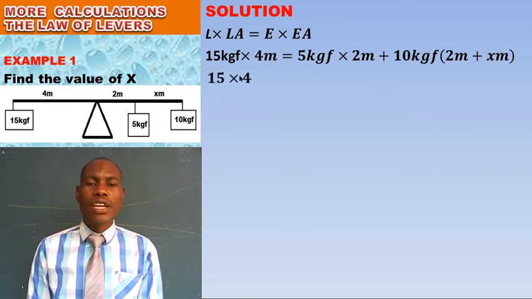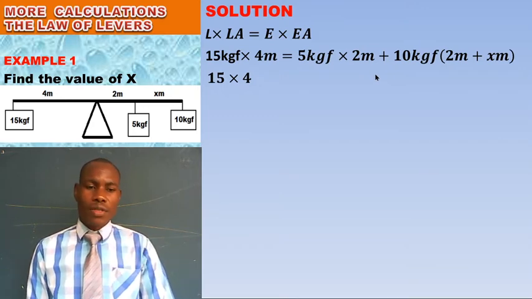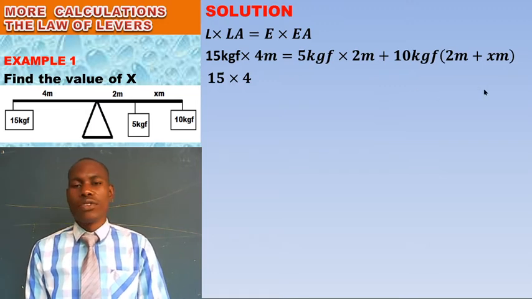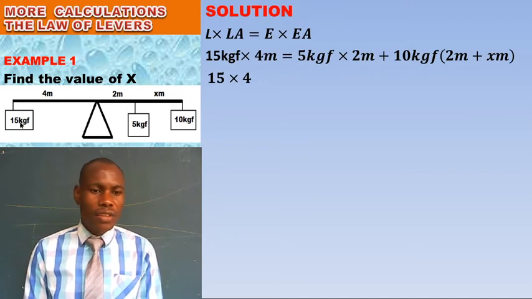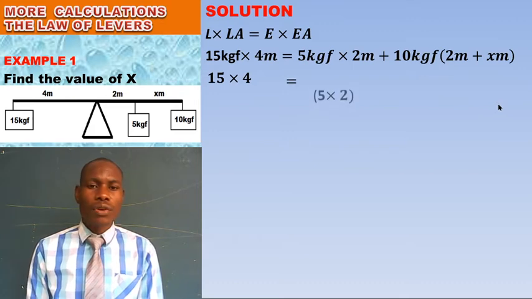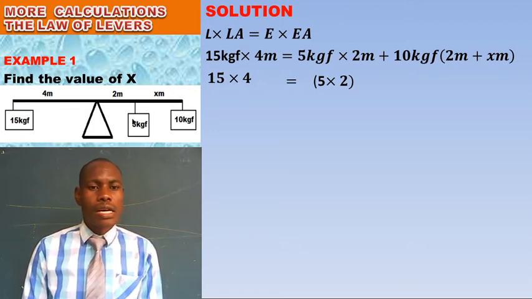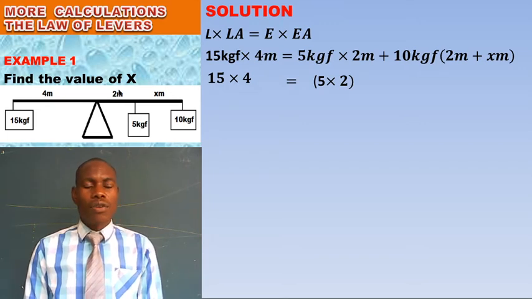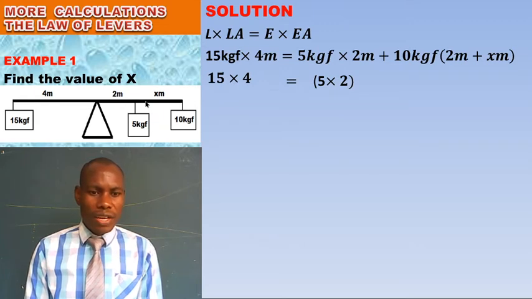We shall now remove the units for us to be able to do our calculation easily without being disturbed by those units. So we shall say 15 times 4, which is this times this, to be equal to 5 times 2, which is this 5 kilogram force by this. Now, plus, because this and this are on one side, so we shall add the product of this and this. That's why we are bringing this plus.